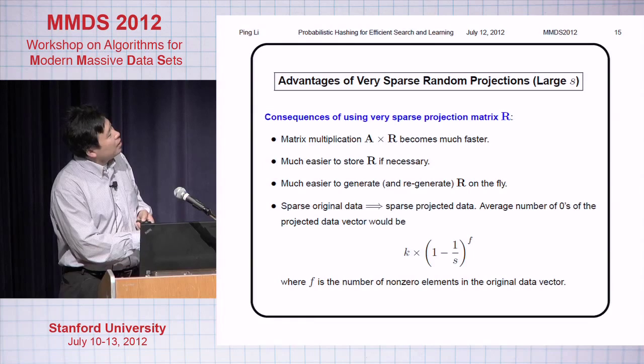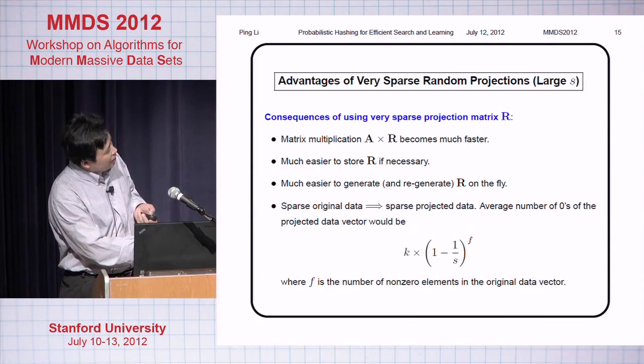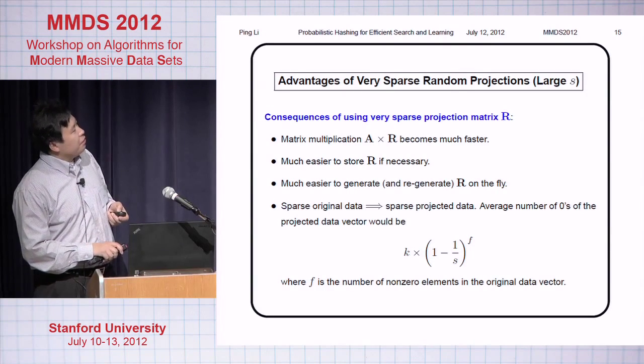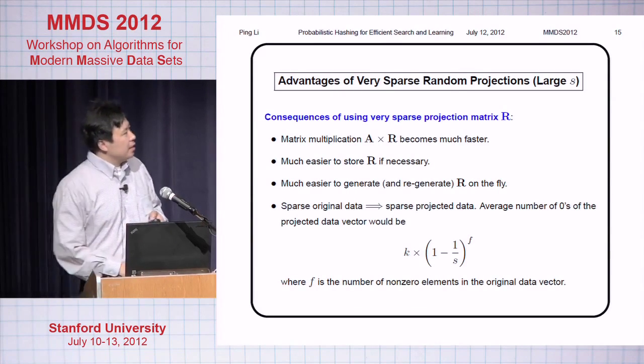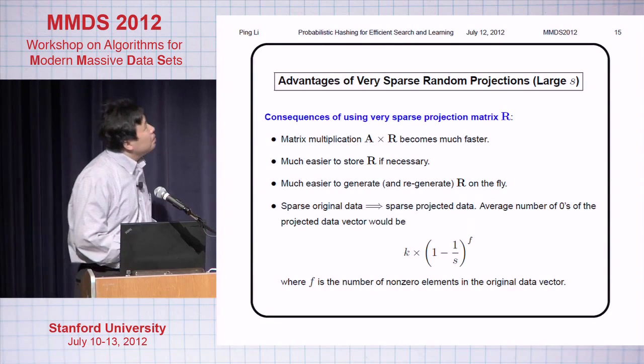So the number of zeros will be K times this formula. This is very nice. F is the number of non-zeros in the original data. So sparse data gives sparse projected data. That's the nice thing about random projections.